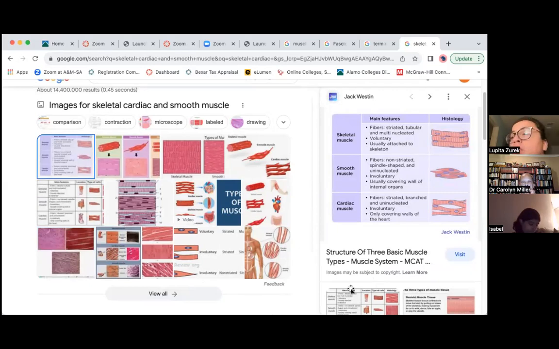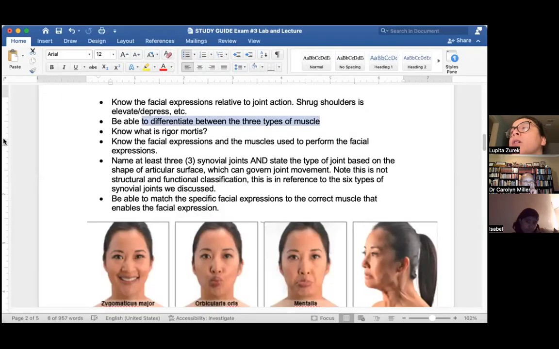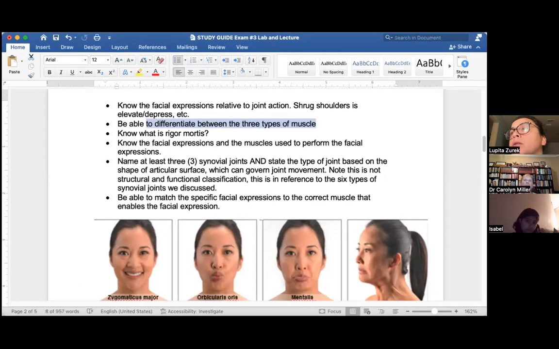Would that question be more of a slide or words? No, it's going to be the pictures, and you're going to match it with what type of muscle it is. Okay, thank you.